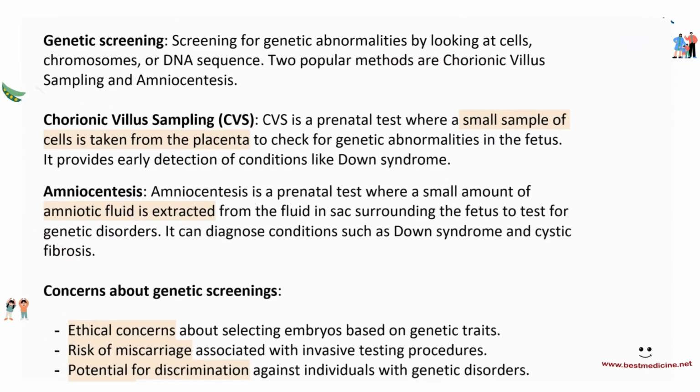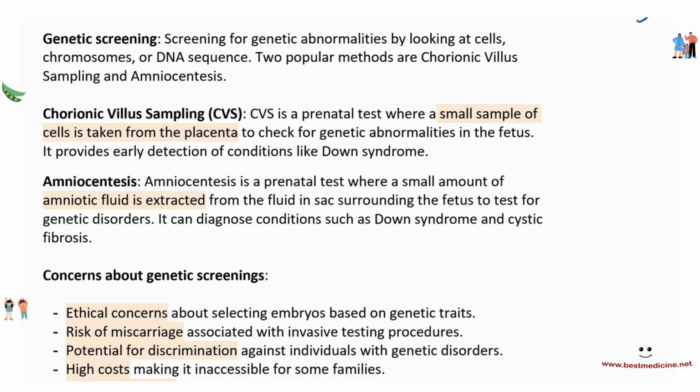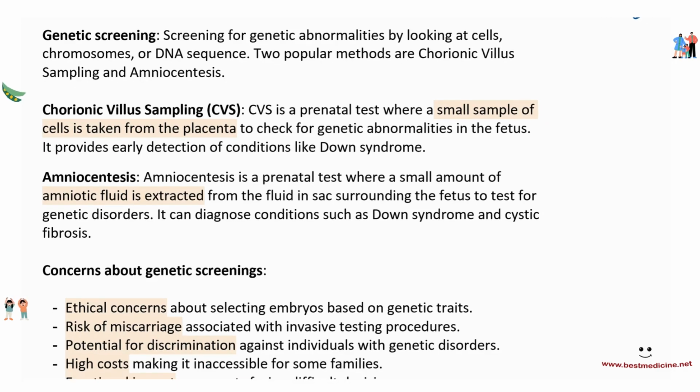Now, something very important, genetic screening. Genetic screening is the process of looking at cells or chromosomes or DNA for genetic abnormalities, like, for example, the mutations that we've just studied. For example, cystic fibrosis is a genetic disease, right? We can look at the DNA sequence to try to see if there are mutations for cystic fibrosis. Polydactyly is a disease, and we can look at genetic mutations for polydactyly.